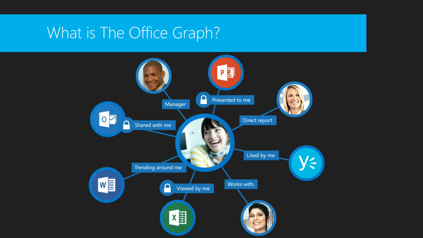So some fancy PowerPoint animations later, and I've got this fantastic little thing here with Kat at the center of it. And each one of these is connected to her through a particular type of action. So you can see who her manager is, or a direct report, a document that was viewed by Kat, or a conversation that she liked on Yammer. These are all the things that we see in the Office Graph.